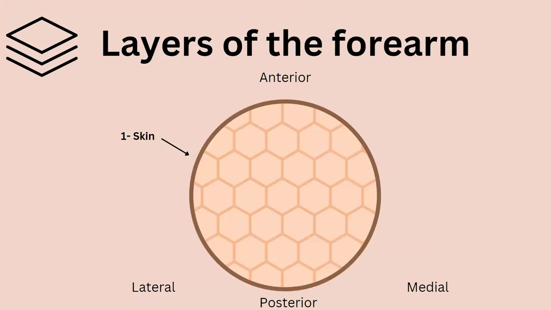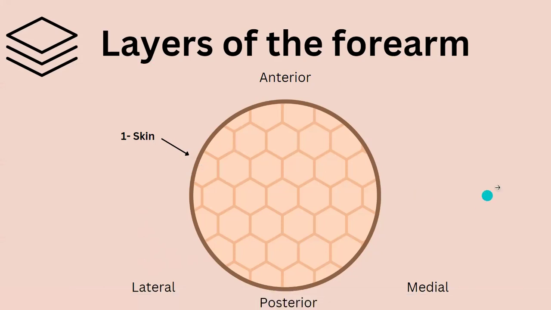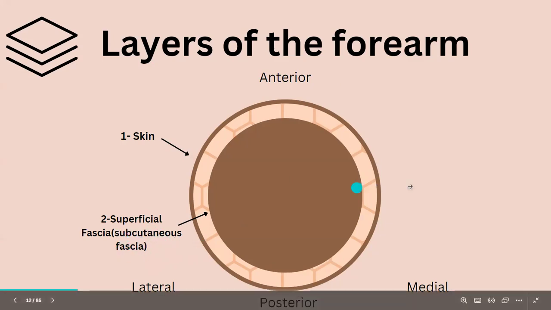Now, moving on to the layers of the forearm. So again, to orient you guys, we have an anterior, posterior, a medial, and a lateral side. So firstly, and most obviously, we have the skin layer. Once we're past the skin layer, we have the superficial fascia or the subcutaneous fascia. Now, sub meaning under, cutaneous meaning skin. So it basically means fascia that's under the skin.